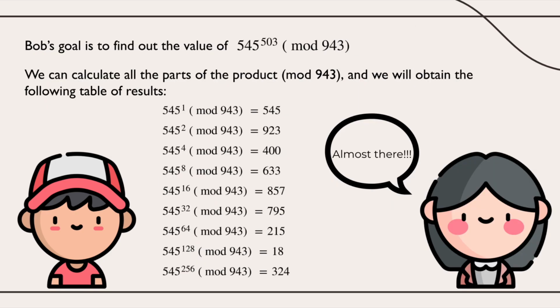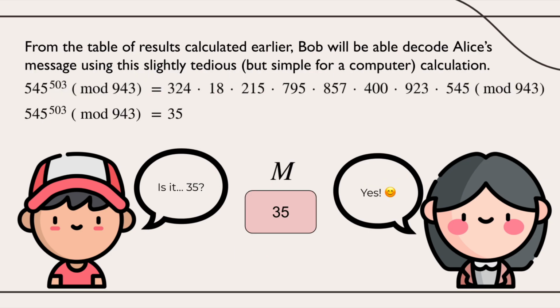Since our goal is to find the value of 545 to the power of 503 mod 943, we can calculate all the parts of the product mod 943. By repeated squaring of 545, we can then get all the exponents that are powers of 2, and we will finally obtain the following table of results as shown below. Bob will be able to decode the ciphertext using this slightly tedious calculation, but it is easy for a computer to do so. Using the table of results calculated earlier, Bob will be able to obtain the original message of 35.